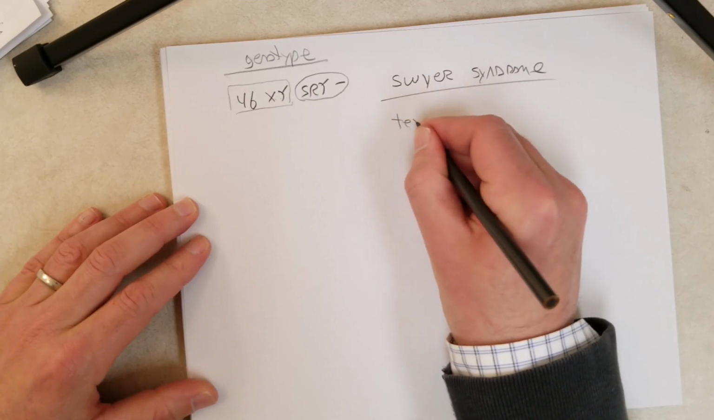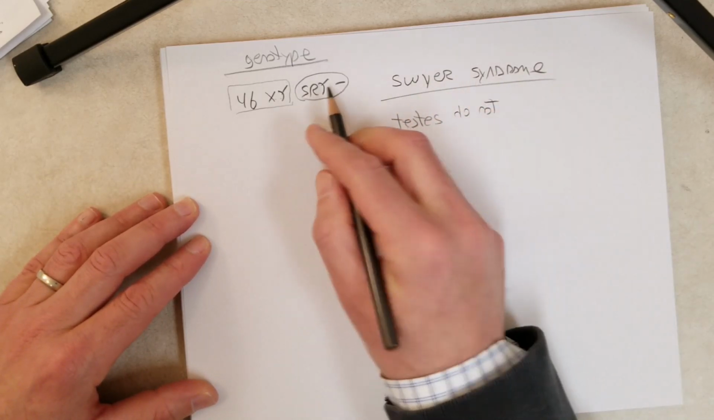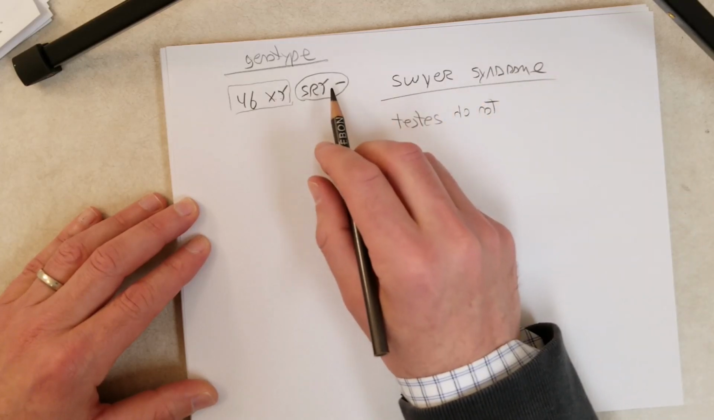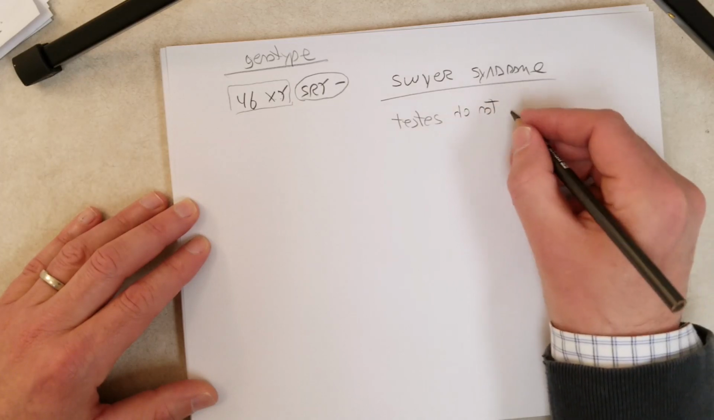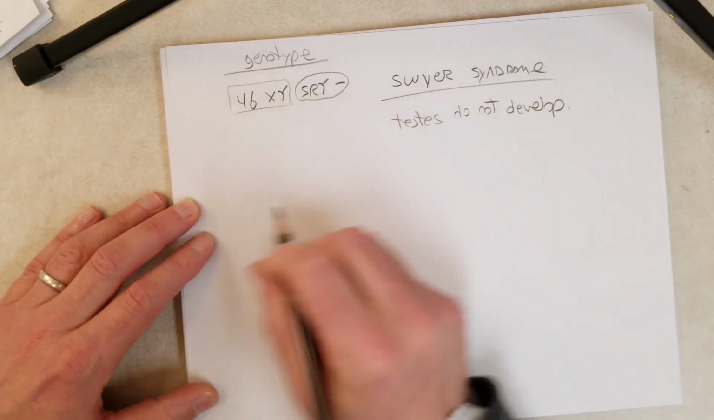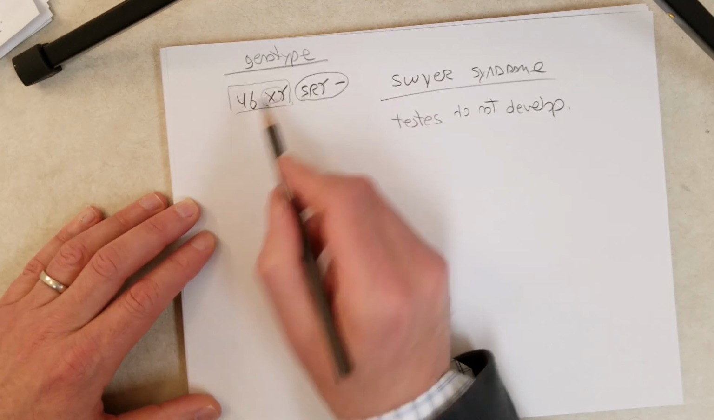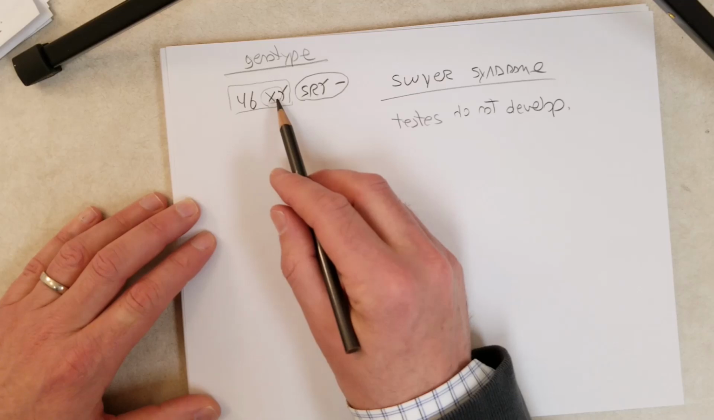So testes do not develop, right? We can predict that because the SRY is mutated, and SRY provides the signal for the medulla to develop into testes. Testes do not develop. And just like Turner syndrome, there's only one X here. There's only one X.